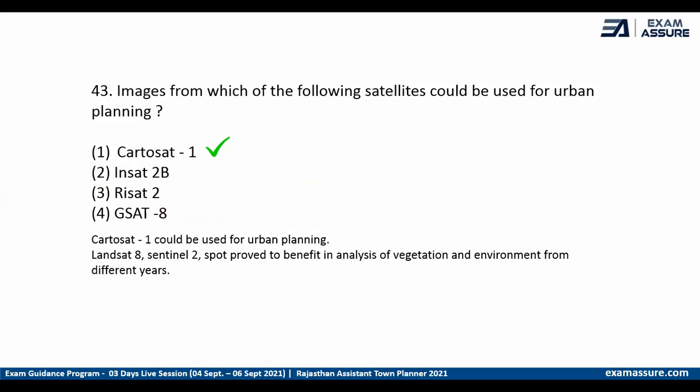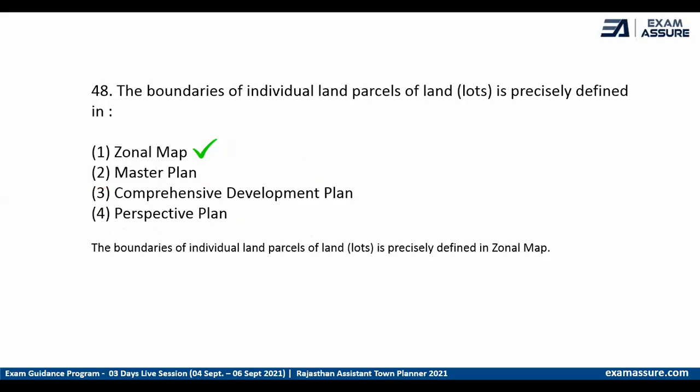ठीक है, let's move to the next question. Boundaries of individual land parcels of land is precisely defined in. Land parcels का boundary, so it means basically कि एक plot का detail कहाँ पे मिलेगा आपको. Master plan में नहीं होता है, it's a broad document. ये भी perspective plan सबसे ज़्यादा higher level पे होता है, सबसे macro level पे होता है, तो इसमें तो बिल्कुल भी इसका कुछ नहीं होगा.